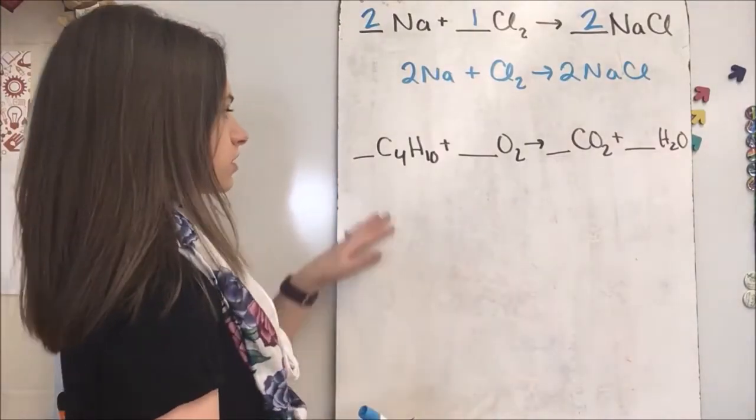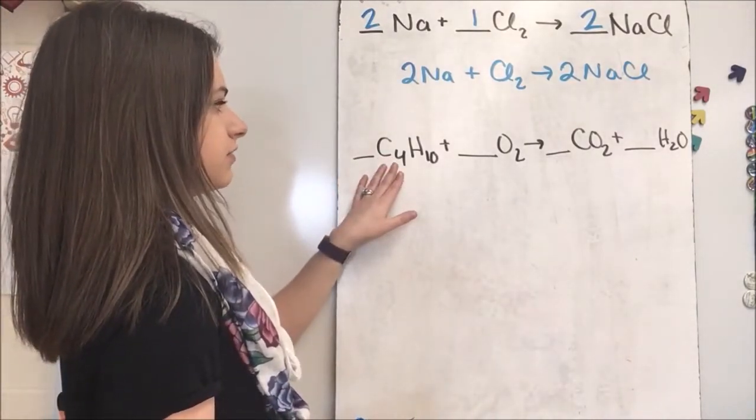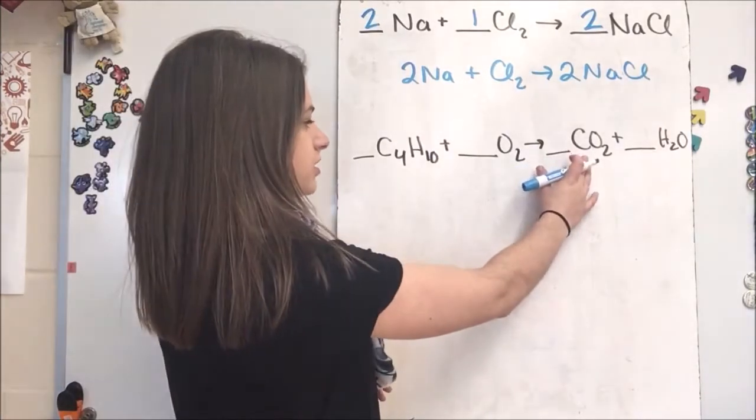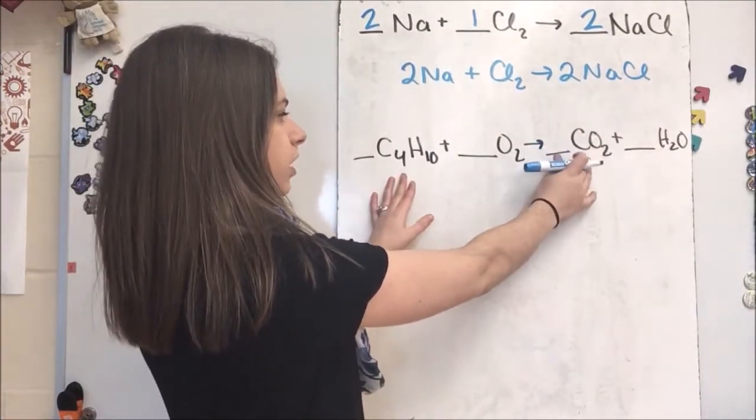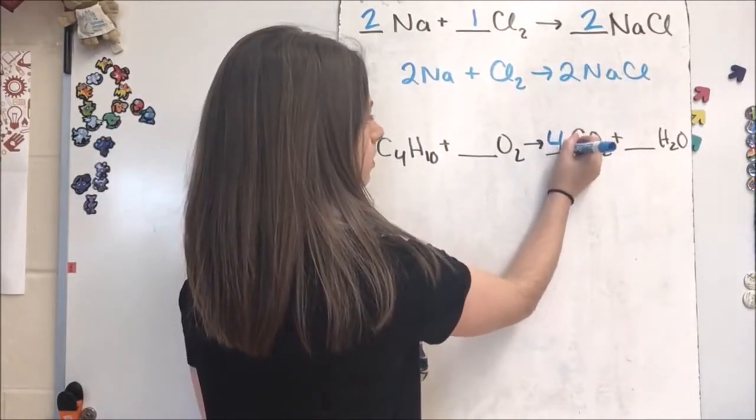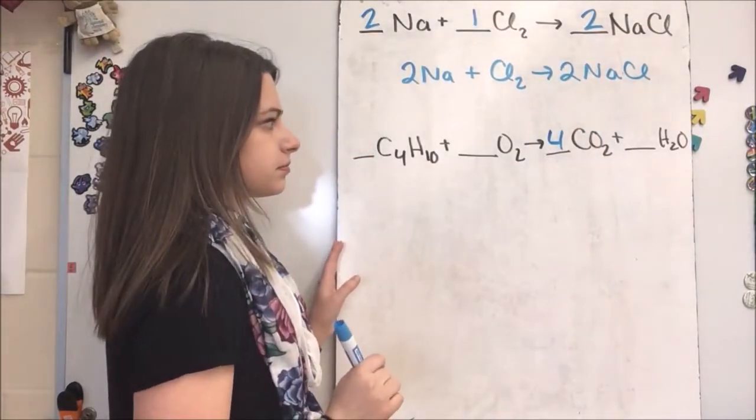So let's do carbons first. I have 4 over here because I have C4. Over here, the only place of my carbon is in my CO2, and I have 1. So 4 does not equal 1. So I'm going to add a 4 in front over here.